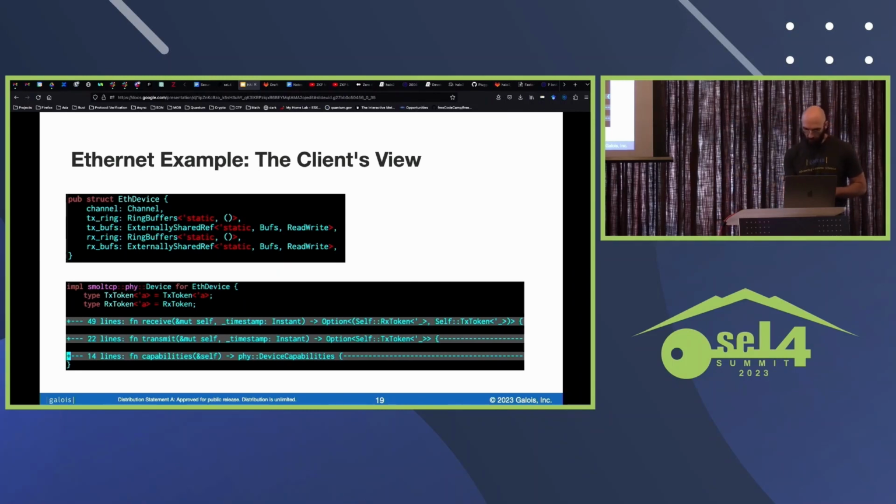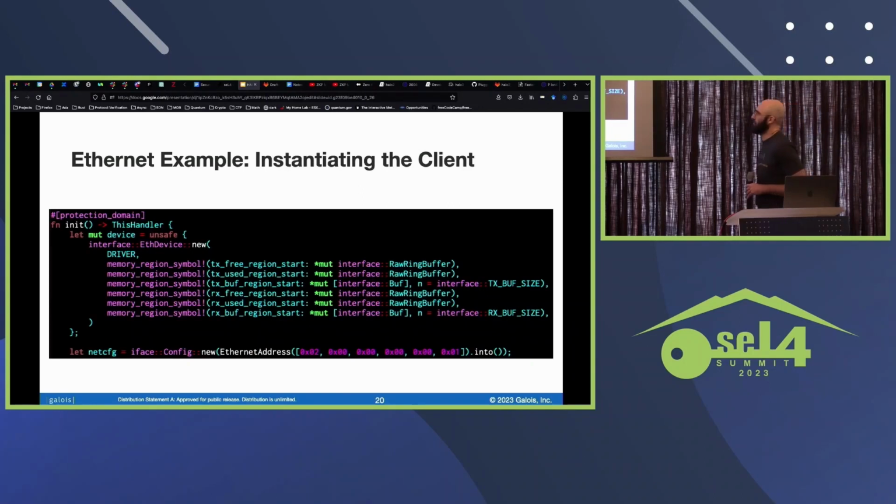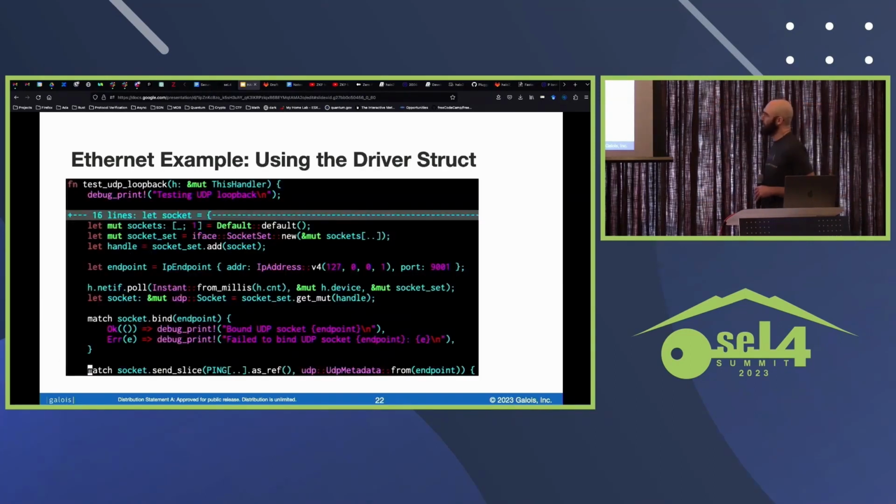So again, this is all in the adapter crate, and then when you go to use the device in the client, it's just a matter of instantiating the device again. This constructor could probably be a little simpler, but it's just a constructor, right? And then we use it to do just normal smoltcp stuff.